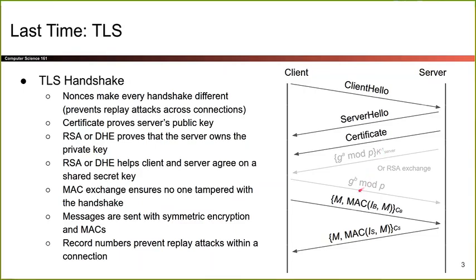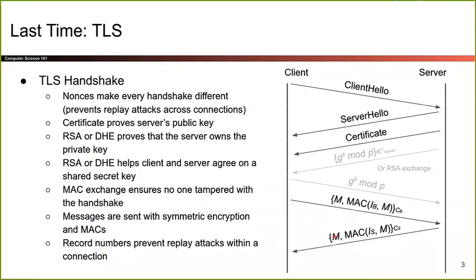And then after you're done with that, you exchange some MACs to make sure that no one has tampered with the handshake yet. So you derive symmetric keys using the nonces and the pre-master secret, and then you exchange MACs across everything sent so far to make sure nobody tampered with the nonces or the certificate or anything like that. And then once you're done with that, you can use symmetric encryption and MACs to send messages so that you have confidentiality, integrity, and authenticity.